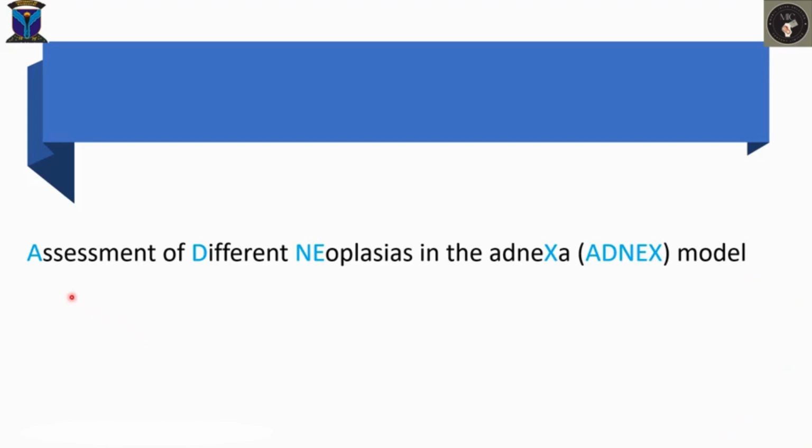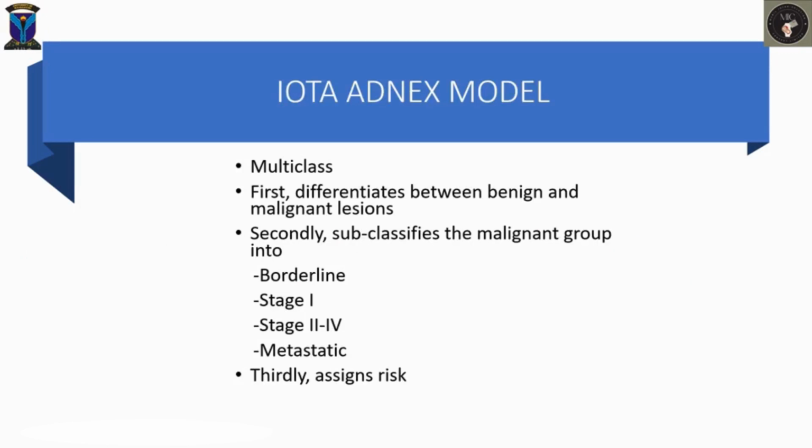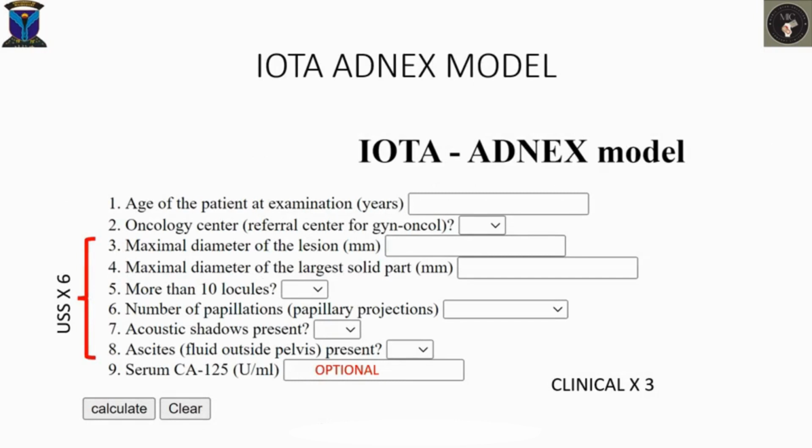What is it all about? ADNEX stands for Assessment of Different NEoplasias in the adneXa. It is a multi-class model. First, it differentiates between benign and malignant lesions. Secondly, it subclassifies the malignant group into borderline, stage 1, stage 2 to 4, and metastatic, and thirdly, it assigns risks.